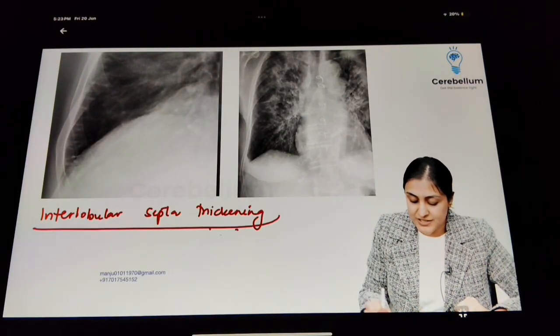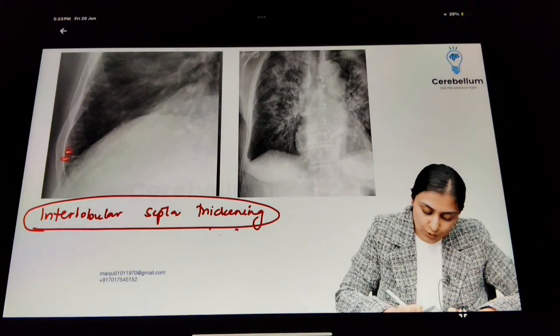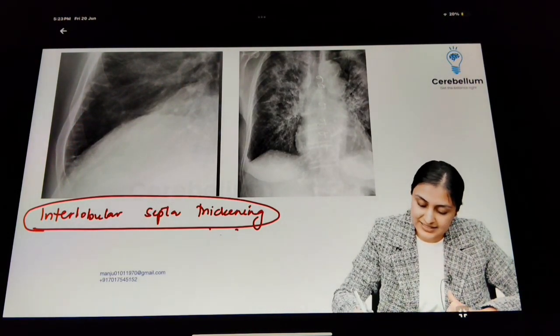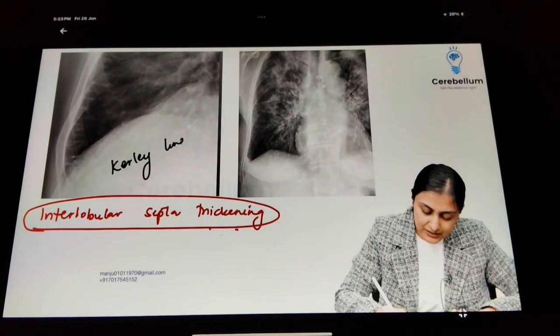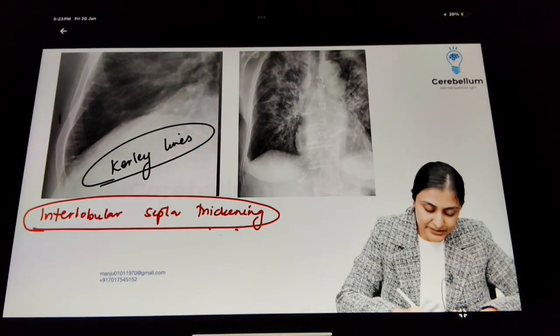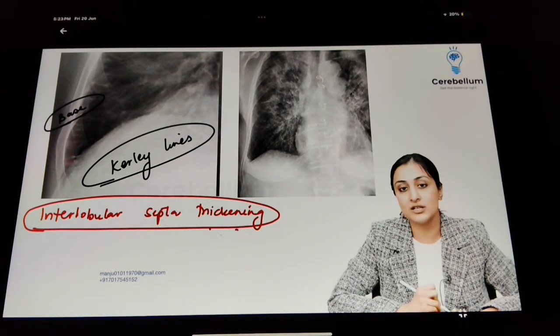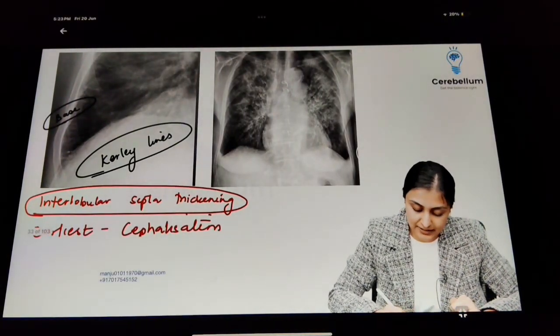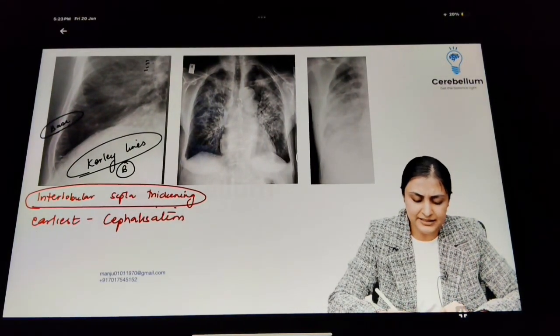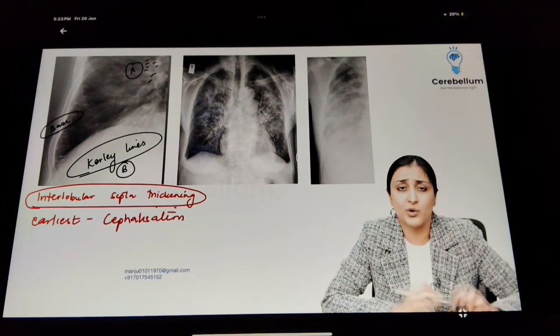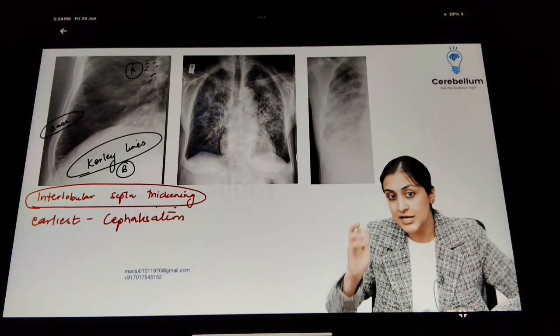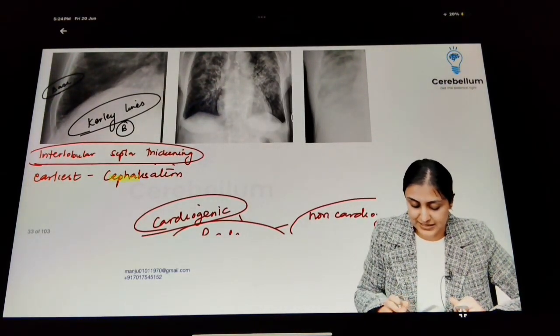These interlobular septal thickenings on an X-ray look like these horizontal lines. Can you see these horizontal lines? They are what we call Kerley lines. Kerley lines are most commonly appreciated at the base of the lung. Can you see this is the CP angle? So at the base, when we see these horizontal lines, these are the Kerley B lines, okay? Kerley A lines can be seen near the hilum, they are the oblique lines. So not important, but just remember these lines are more commonly seen at the base. So this is the second stage. After cephalization, we see these Kerley lines.